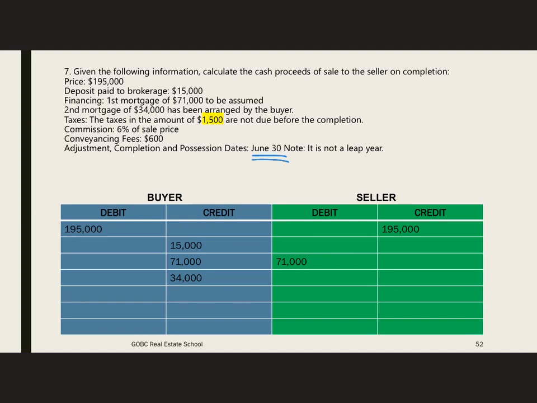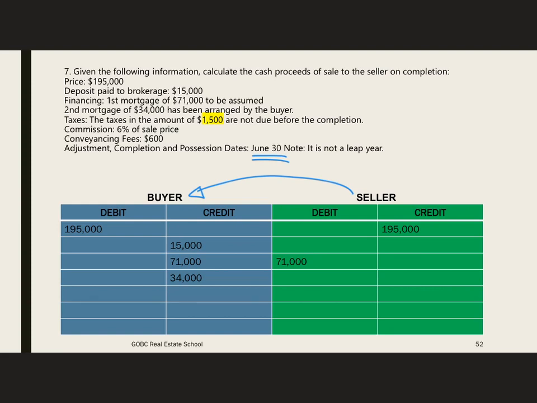Why? It's because the adjustment day is on June 30th. So in this situation, the buyer is going to take over the property, and then they're going to pay the taxes directly to the city on their own a couple days later. So in this case, because the seller is going to be in the property for the lesser amount of time, we figure out the seller's portion, because the seller is going to need to pay the buyer for their amount, because the buyer will be the one that pays.